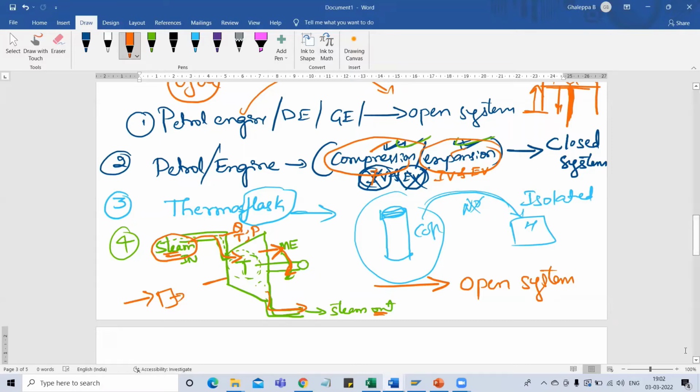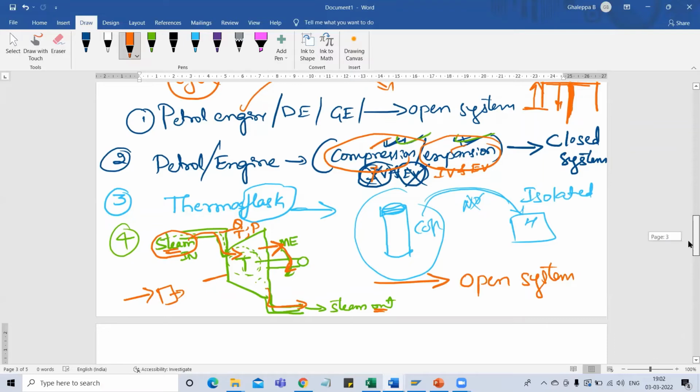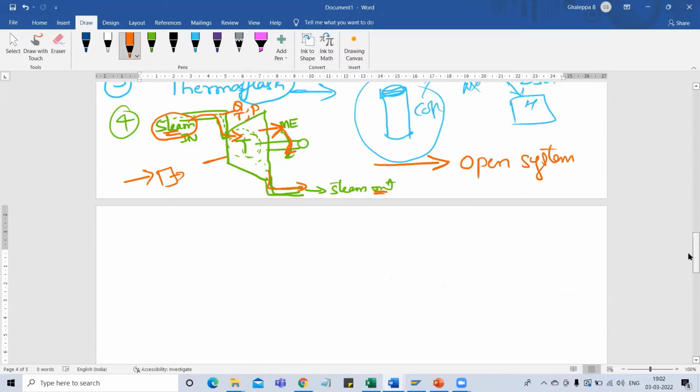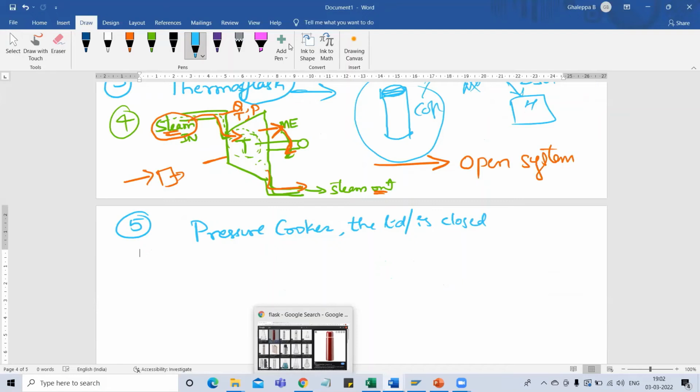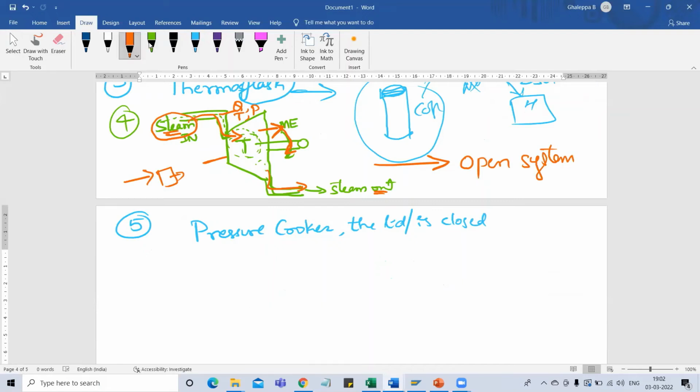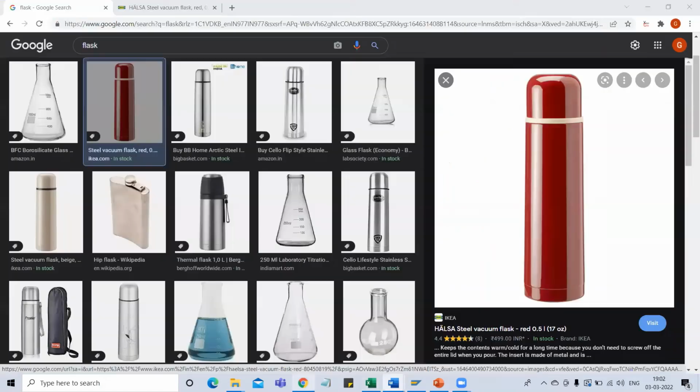Next, pressure cooker, when the lid is closed. Listen clearly. Pressure cooker, the lid means piston is closed. Which type of system is it? Closed, sir. Closed? Isolated? Okay, let me open one.